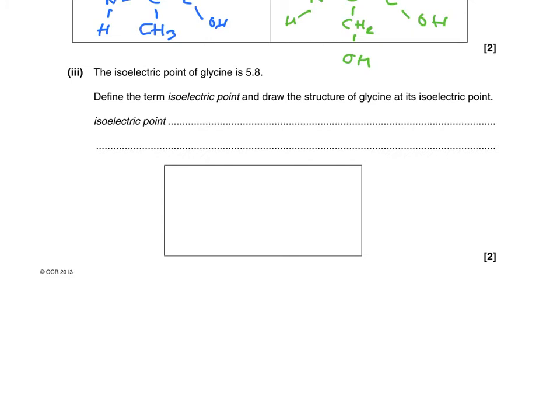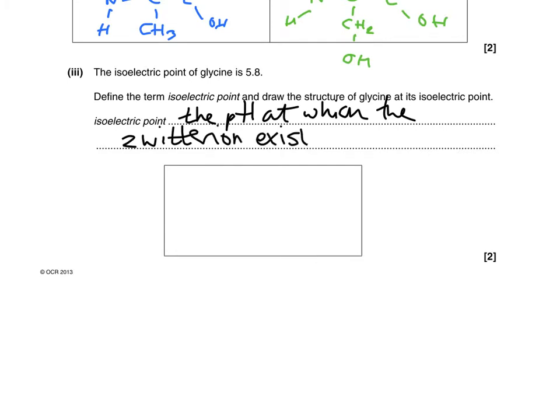So our next one, we're looking at the isoelectric point. So the isoelectric point is a point where it's got zero charge overall. So it's a pH where we have 0 net charge, or the pH at which the Zwitter ion exists. So a Zwitter ion has a positive and negative charge, but 0 overall charge.